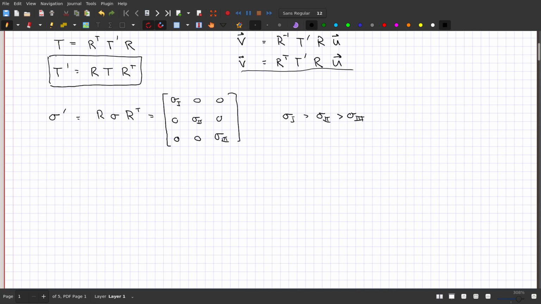Does anybody know how we choose that R perfectly? Yeah, you solve an eigenvalue problem. Sometimes it's called a spectral decomposition, right? So just to review that, we solve the problem. We take the determinant of sigma minus lambda I equal to the zero vector, or tensor.